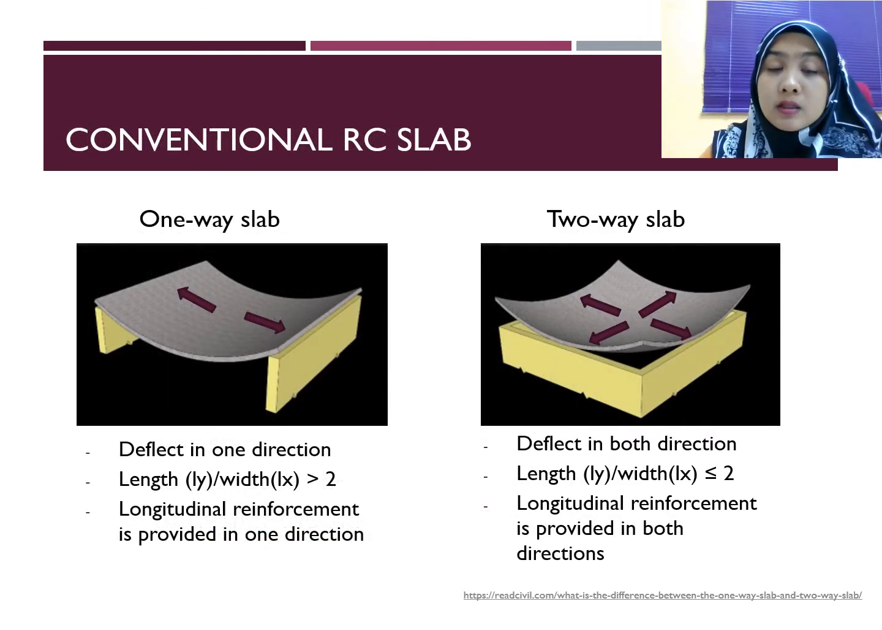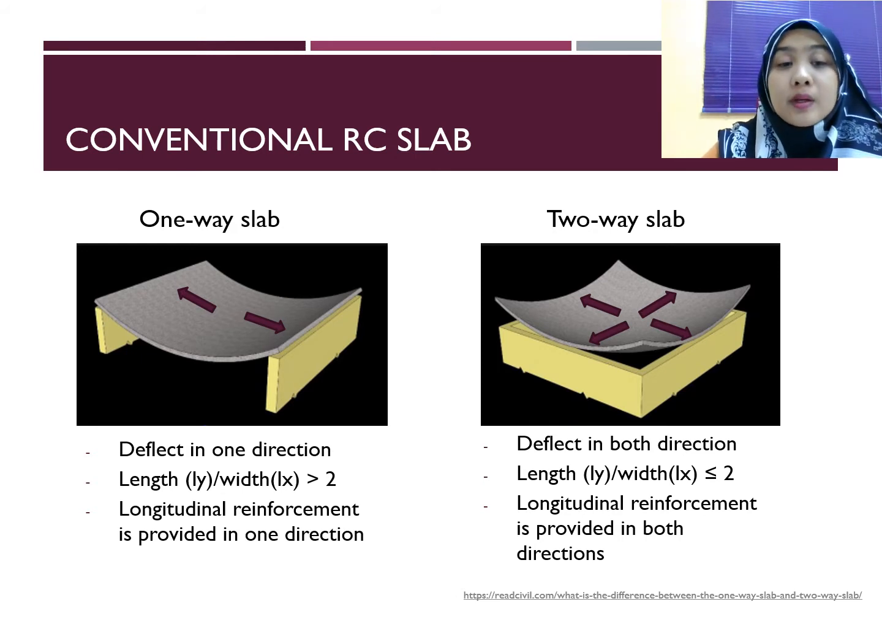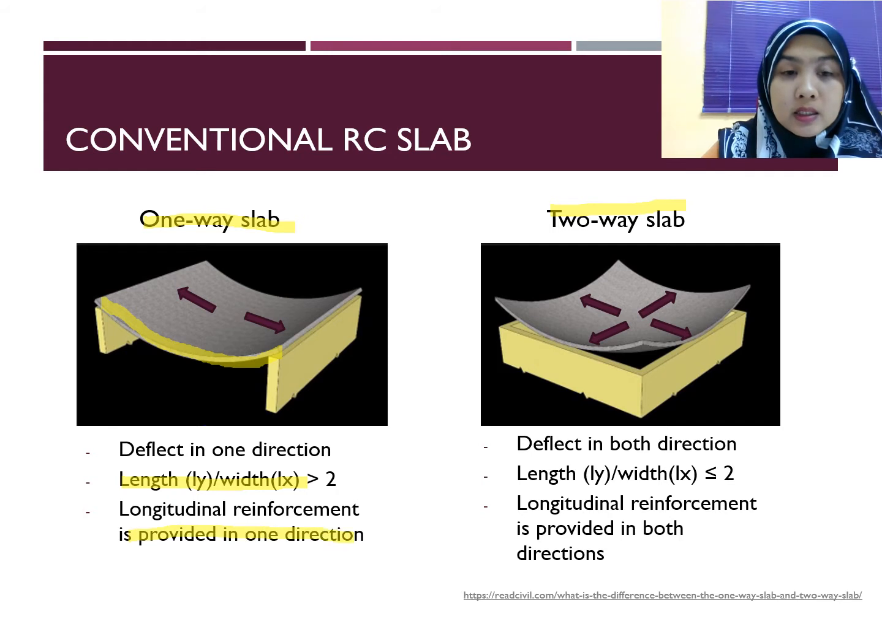Okay, for conventional reinforced concrete slab, we have two types of slab, which is one-way slab and also two-way slab. For one-way slab, it deflects in one direction only, and the Ly over Lx length over width ratio is greater than 2. For longitudinal reinforcement, we provide only in one direction. So it means you design only in one direction, which is the direction of load transfer.